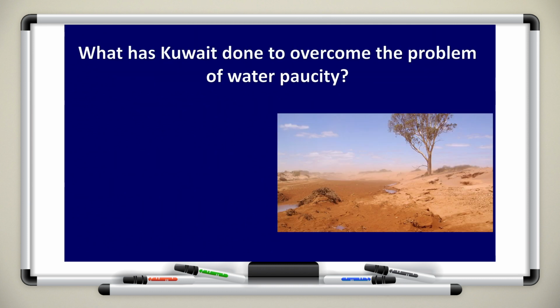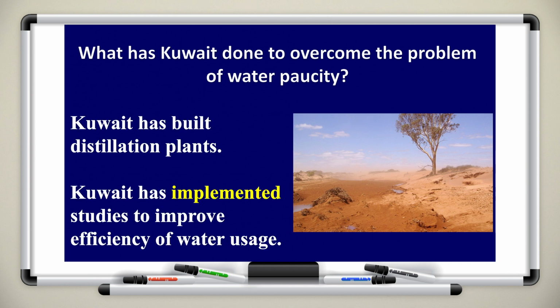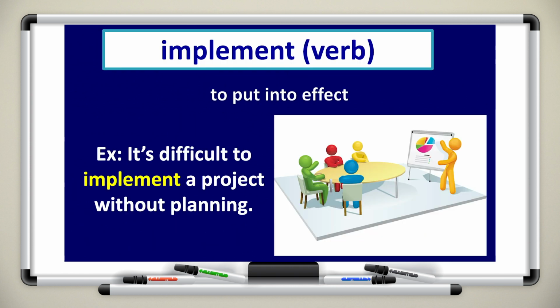What has Kuwait done to overcome the problem of water paucity? Kuwait has built distillation plants and has implemented studies to improve efficiency of water usage. Implement is to take something and put it into effect. Example, it's difficult to implement a project without planning first.